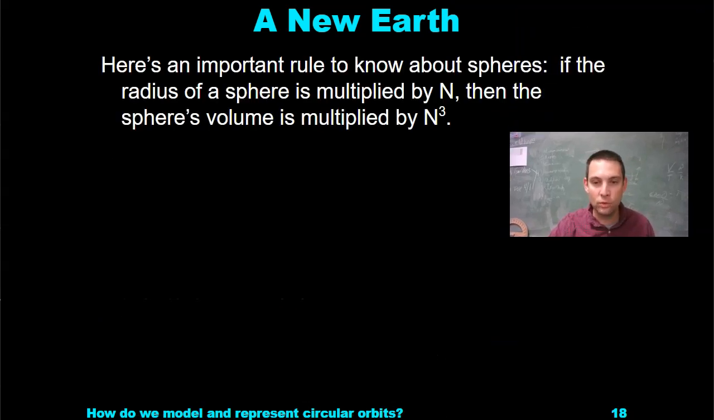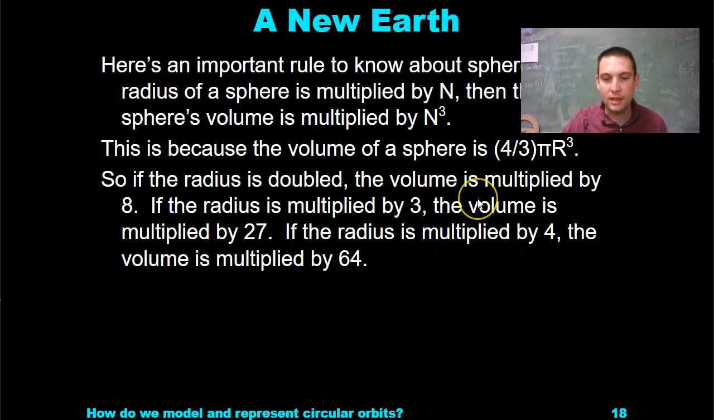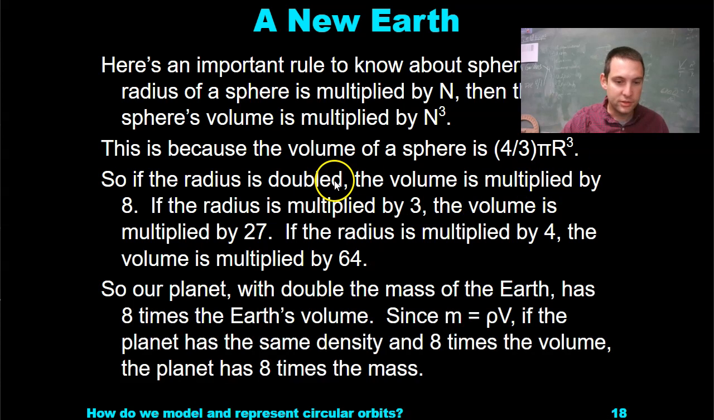Here's an important rule to know about spheres. If the radius of a sphere is multiplied by n, then the sphere's volume is multiplied by n cubed. This is because the volume of the sphere is 4/3 pi r cubed. So you have the sphere, which is how big the container is, and then you have the volume, which is how much stuff you can put inside the container. If the radius is doubled, volume is multiplied by 8, and so on.